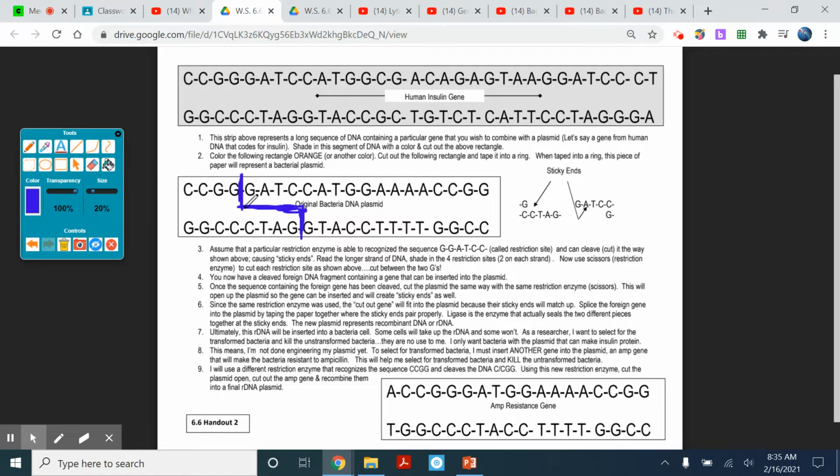You got it? Cut it between the two. So draw a line. So I literally want you to find a GGATCC, put a line between the two Gs. Up just on my screen. Do you see my screen? Look at my screen. Okay. And then find the other GGATCC and draw a line there. Connect those two. And then cut on that blue line that I drew.